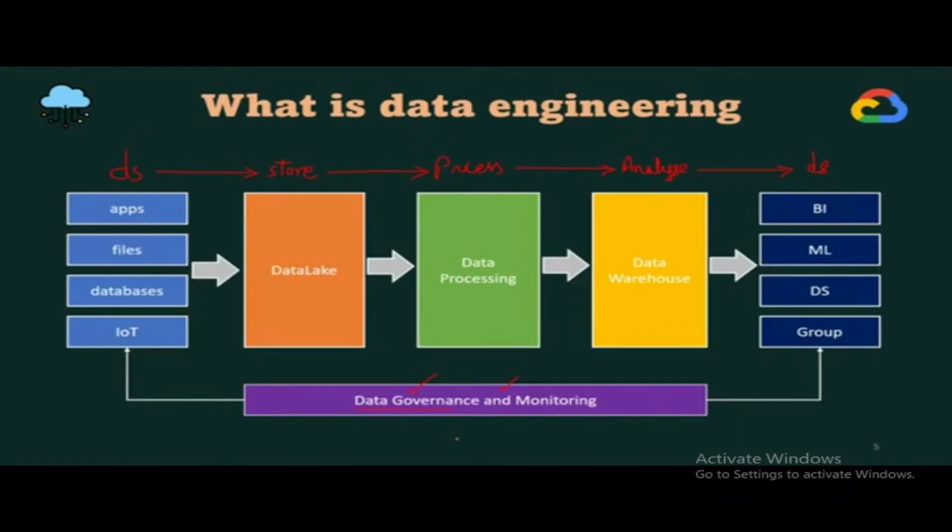What tools will be there? There are many tools. For example, Data Catalog. In Databricks you have Unity Catalog. In AWS, you have Glue. Plenty of tools are there when it comes to data governance. Dataplex is also there, and Data Catalog is specific to GCP.